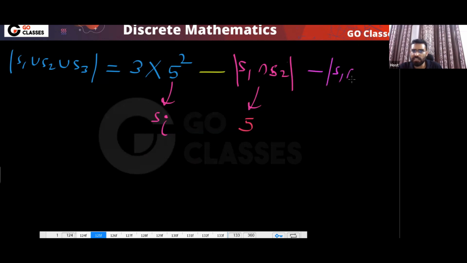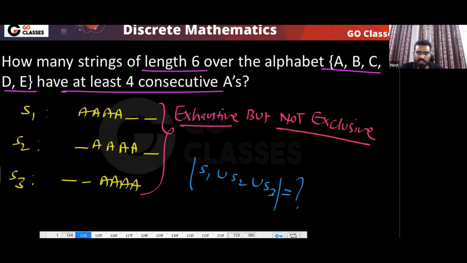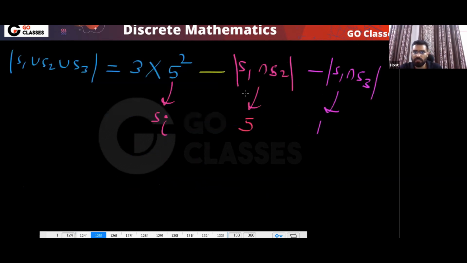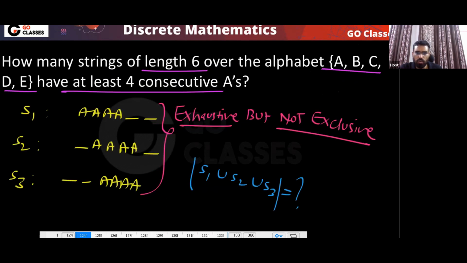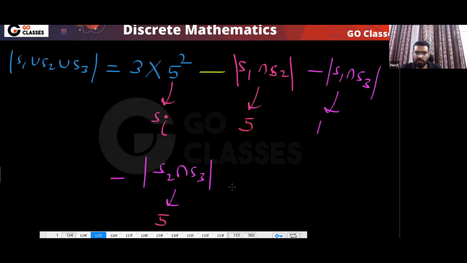Okay, and what is S1 intersection S3? That is only 1. Minus S2 intersection S3. What is that? S2 intersection S3 will be again 5. And plus S1 intersection S2 intersection S3. That will be 1. Okay, so this will be the answer.